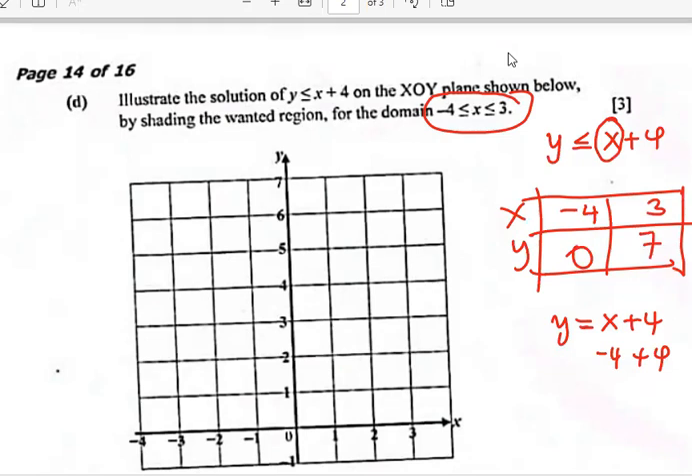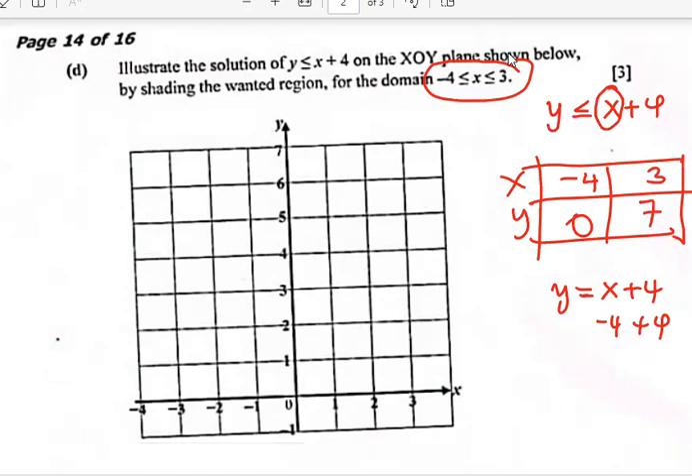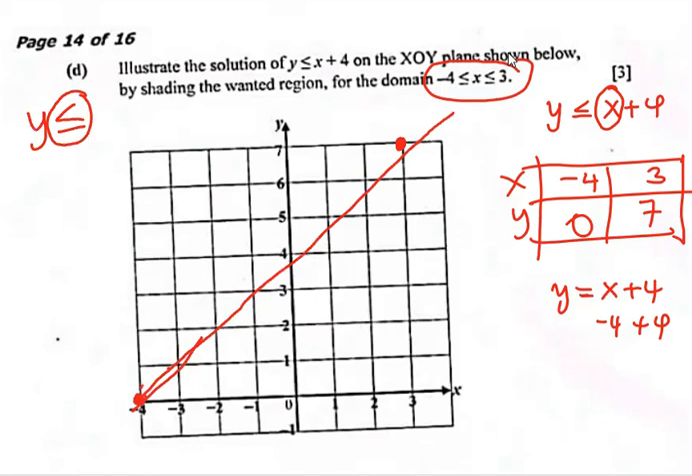I'm kind of faster because I think I've laid down the foundation in the previous question. So we have negative 4, 0. Negative 4, 0 is this point here. 3, 7 is this point here. All right, now remember, if you look at what we have now, we have less than or equal to. Here we shall be drawing what? A solid line. This is supposed to be a straight line. We're going to be drawing a solid line here because of that.